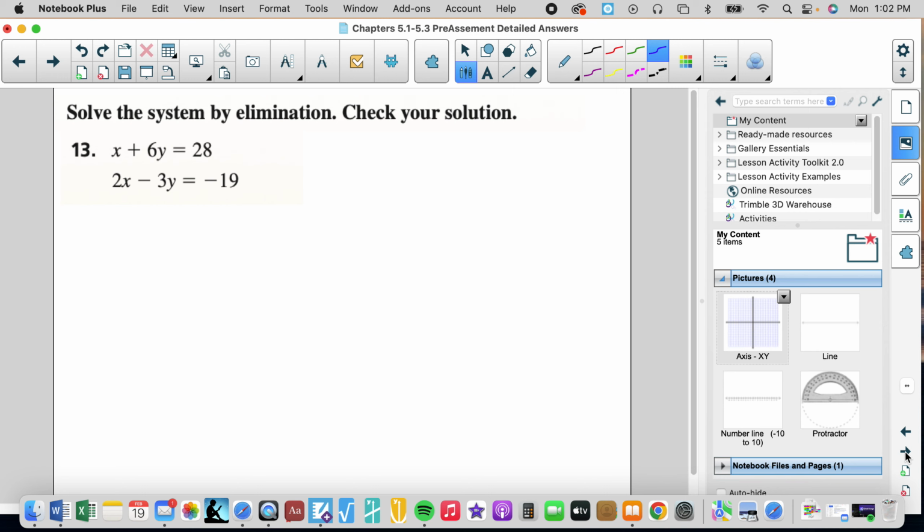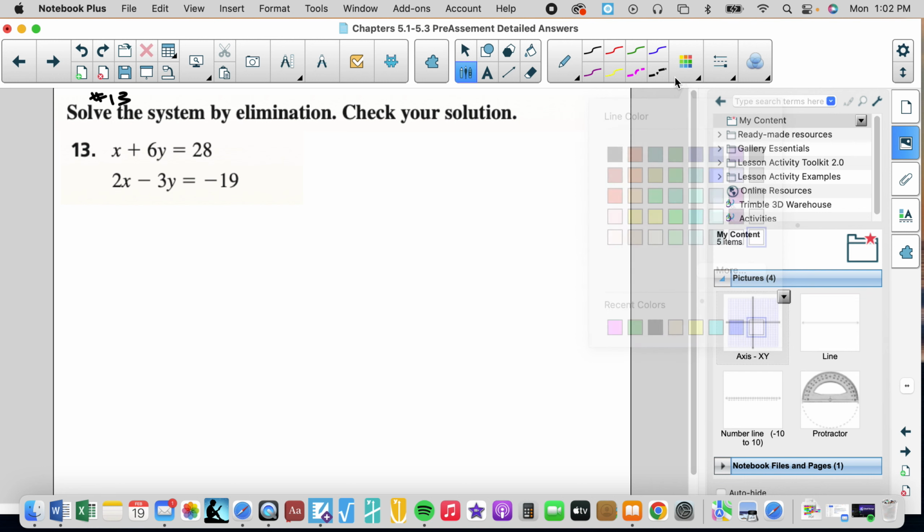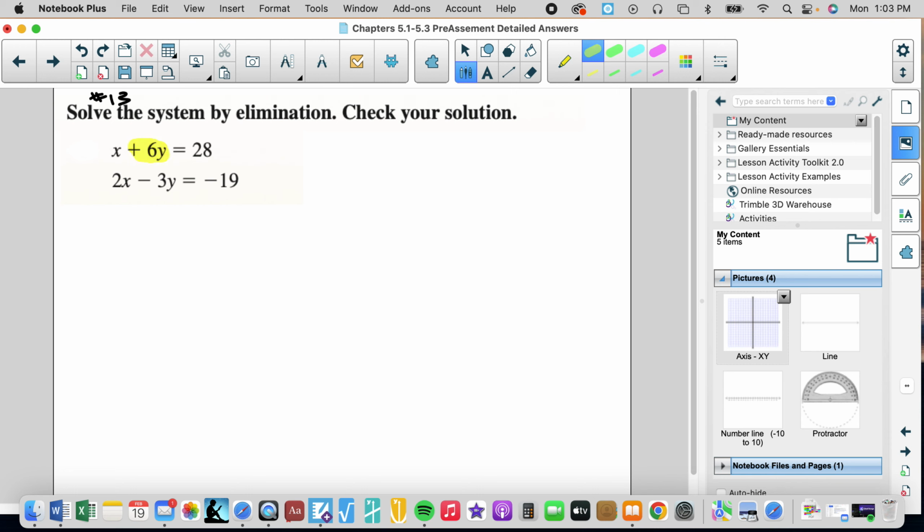So with this problem number 13, they set it up. And notice none of them are eliminated. If we added the columns, they are in the same format, which is important. That's the first thing I'm checking. But if I add the columns, neither cancel. So I have to pick a variable that I want to cancel. Well, I see I have positive 6y and I have negative 3y. I need this to be a negative 6y in order to cancel with this positive 6y. So I can manipulate this equation.